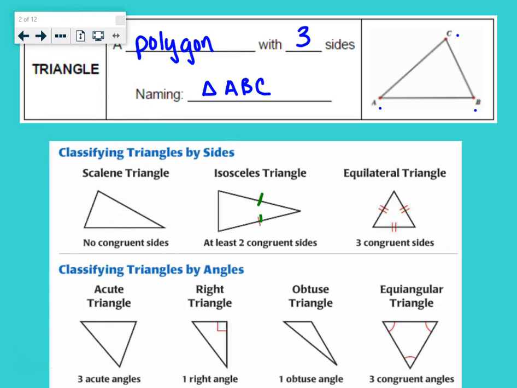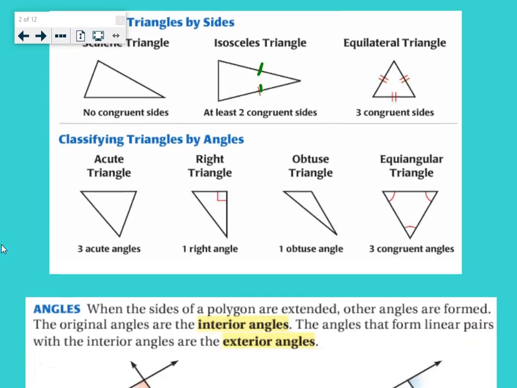Classifying by angles, we have an acute triangle, which has three acute angles. Remember, acute is less than 90 degrees. Right triangle has one right angle. Obtuse triangle has one obtuse angle, so greater than 90 degrees. And then an equiangular triangle has three congruent angles, which is going to also have congruent sides. An equilateral triangle also is equiangular.